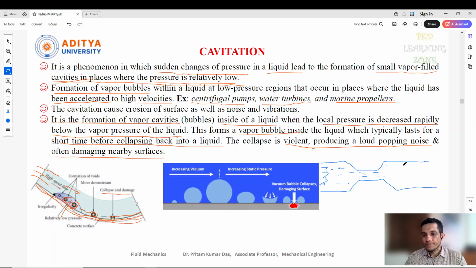Now here, if you see, suddenly the area of this pipe is decreased. In this zone, the pressure level that was there initially is going to change, and the pressure is going to drop. After that, again suddenly it is going to expand. Meanwhile, given the difference of pressure, now that it has expanded again, the pressure is going to increase.